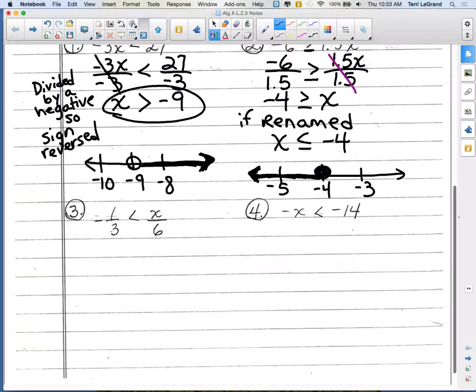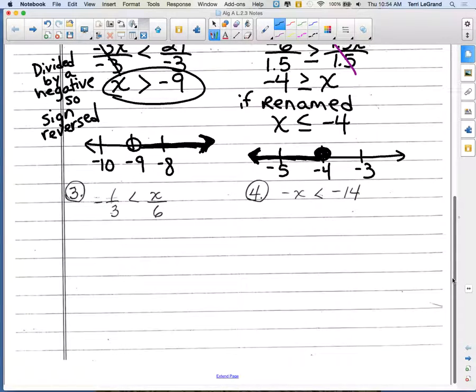So notice, when the variable's on the left, it's saying X is the shaded part. The shaded part should be going to the left. That's kind of what that says. But only when the variable's on the left can our brain do it like that. Up here, if we don't rename it, we cannot shade the direction that it's going. Okay? So, questions on either of these before we try another type?